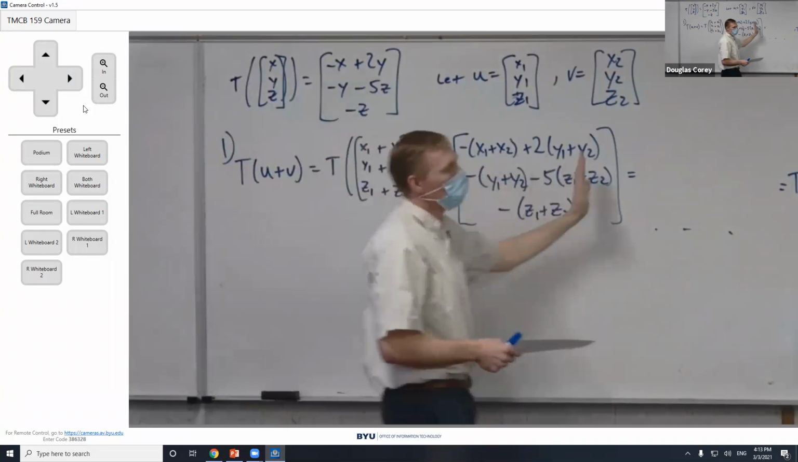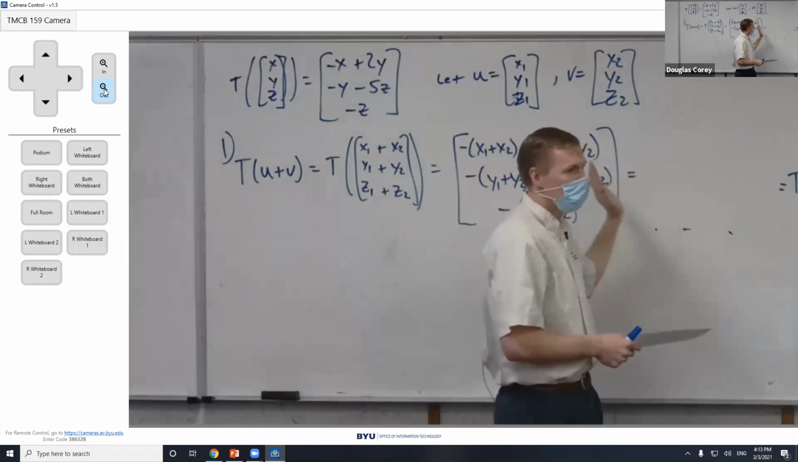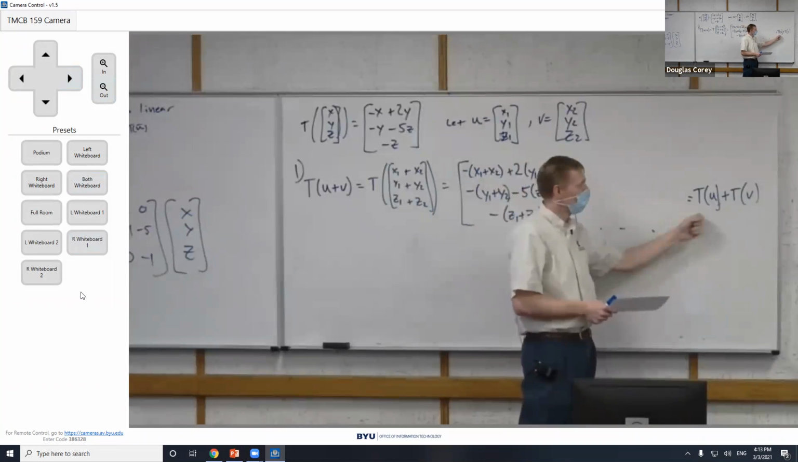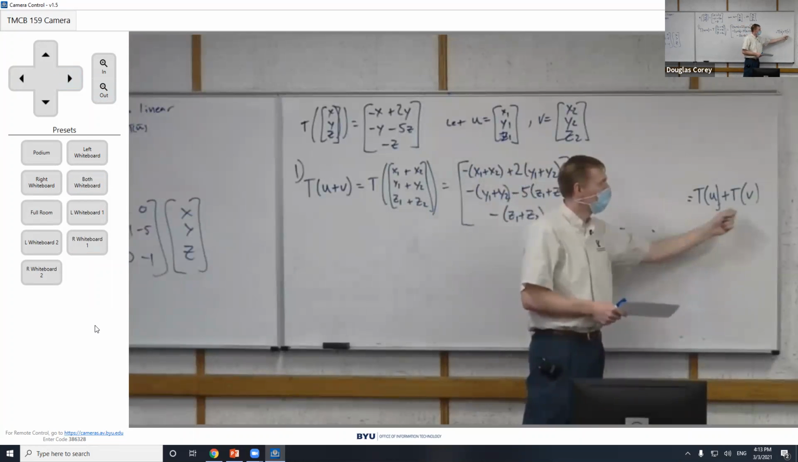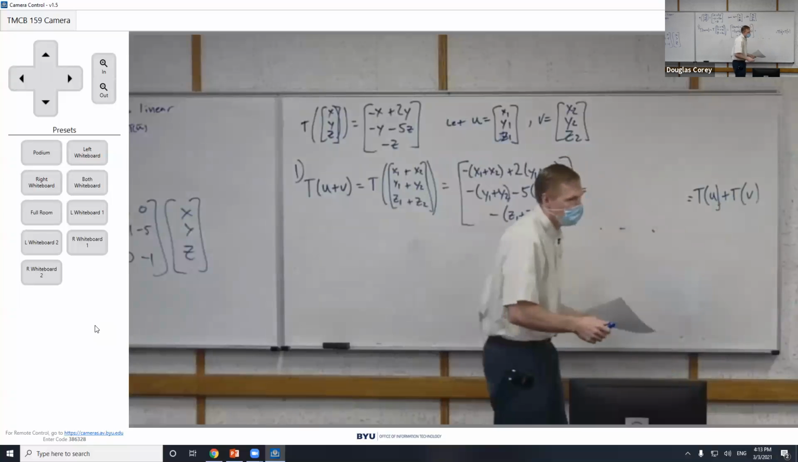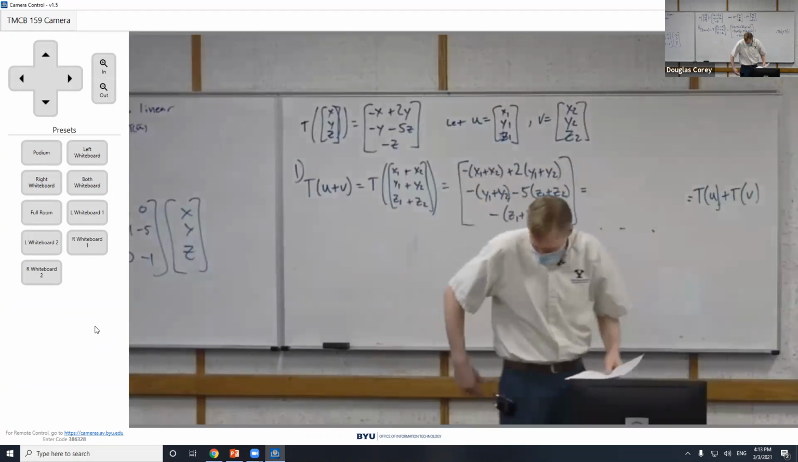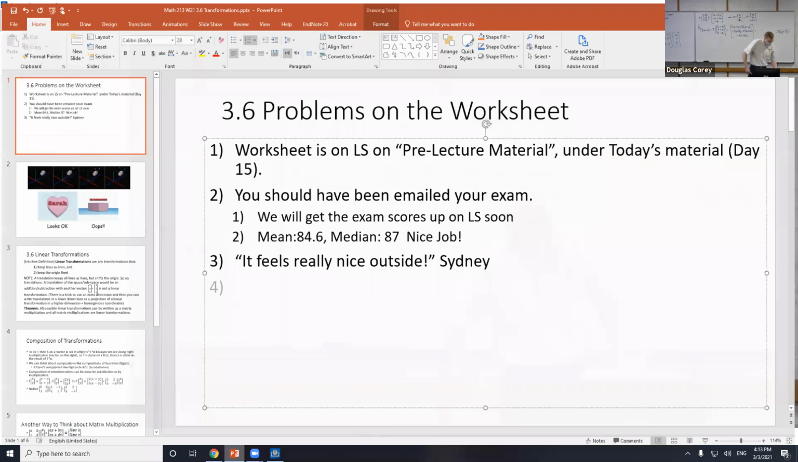Then you're going to use some of the properties you know of matrices and operations to see if you can rewrite it so you have T of u plus T of v. Okay, so it will hopefully help you on your way on that first one. Okay, continue working.